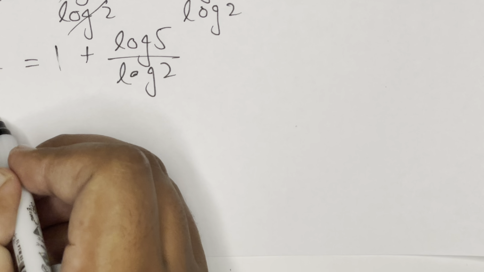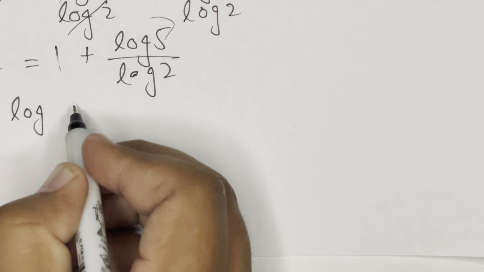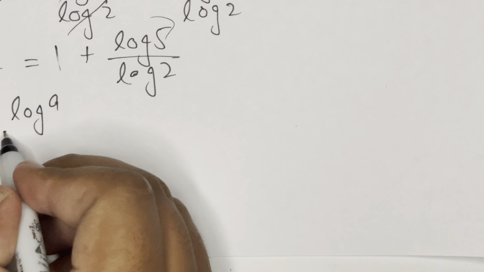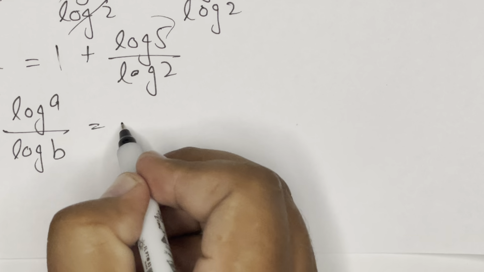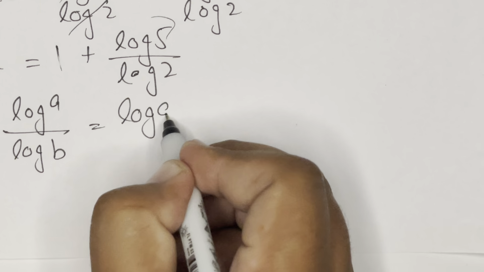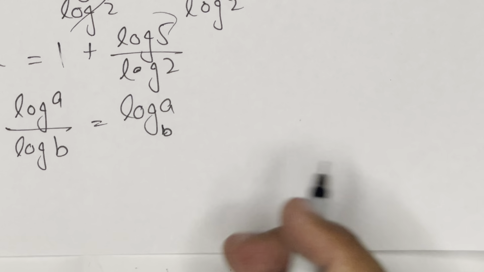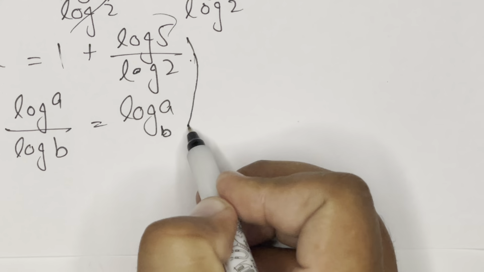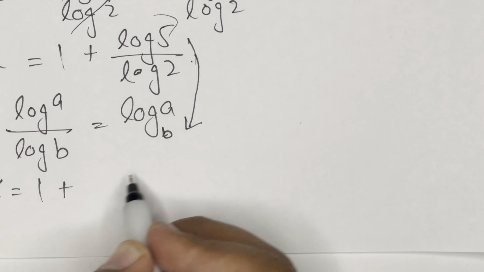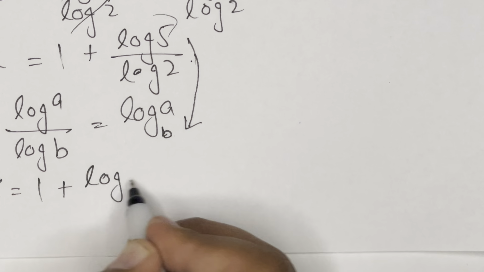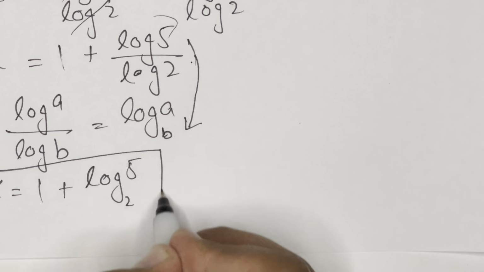According to a log rule, I can write this term like that: log a over log b equal to log a base b. Now I can write this term here like that: x equal to 1 plus log 5 with base 2. So this is my x value.